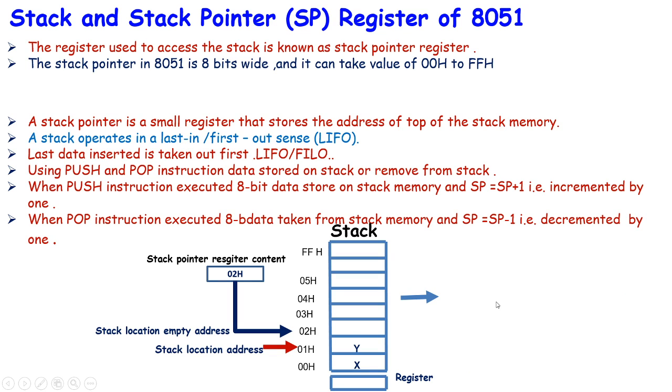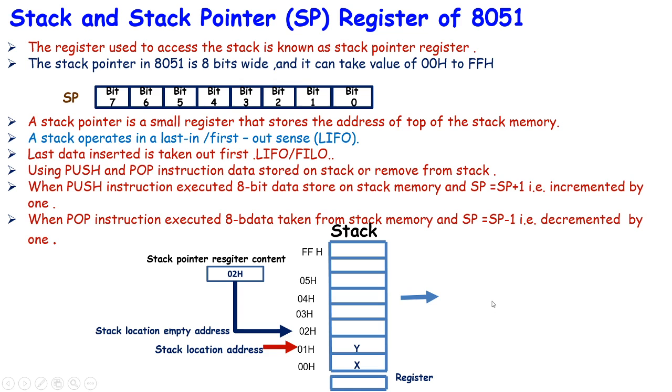Let us discuss the stack and the stack pointer register. Now what is the stack? Stack is a group of read-write memory locations used for temporary data storage, and this stack memory is addressed by the stack pointer register. The stack pointer register in the 8051 microcontroller is 8 bits wide, and it can take values 00 to FFH, meaning 256 bytes are addressed by the stack pointer register.